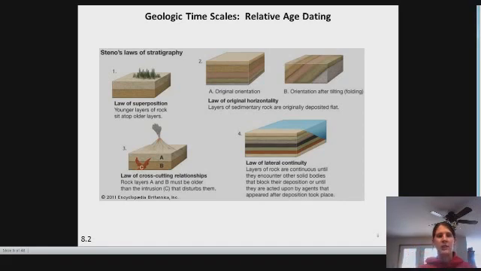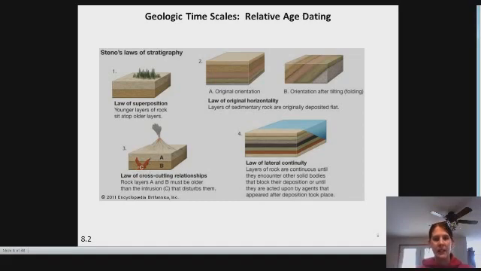Third is the law of cross-cutting relationships. This is the idea where rock layers A and B have to be older than a rock layer C that disturbs them. Okay, C can't cut through A unless A was already there. Otherwise, you'd have a border of C between A and B where C just broke through B and deposited on top, okay? So for C to intrude into A, A had to be there first.